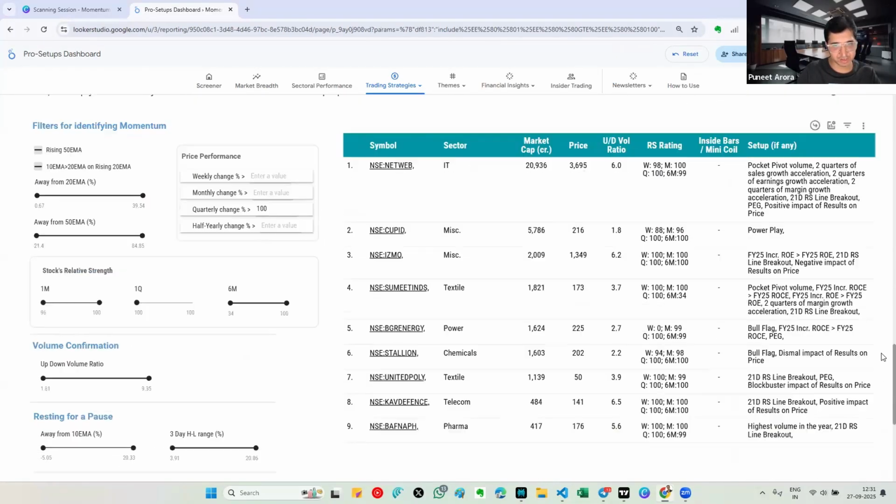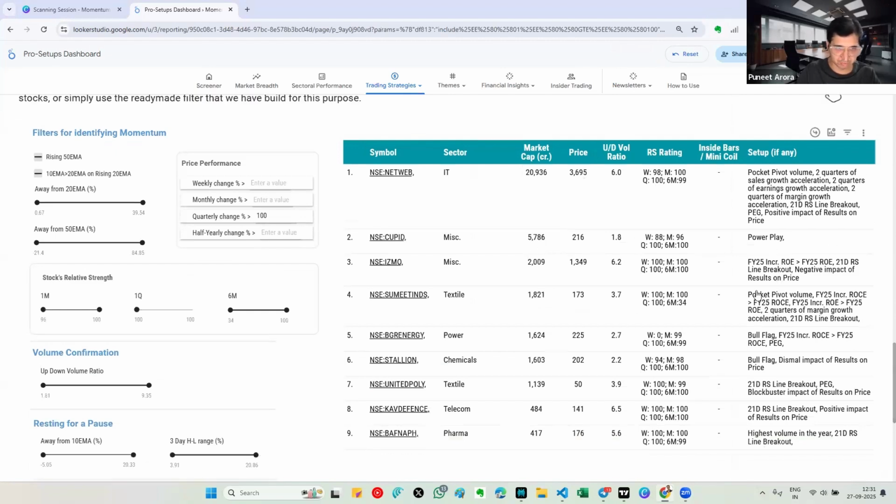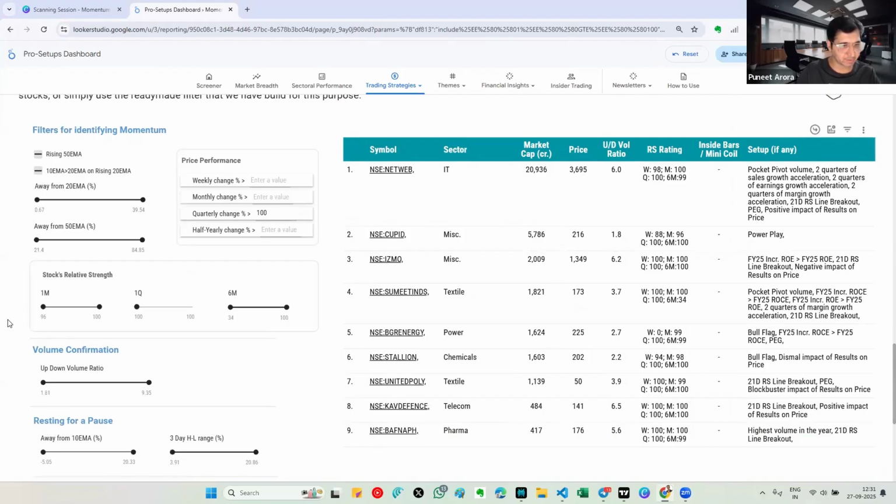These are the stocks. There are only 9 stocks. We can either look at all the charts together, or if you want to look for stocks that are close to their 20 or 10 EMA, we can enter numbers here.